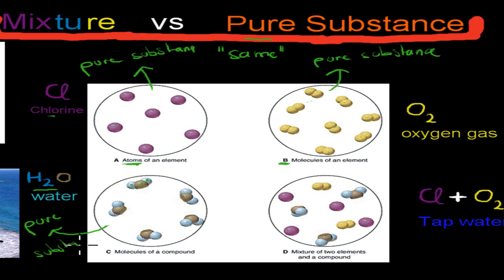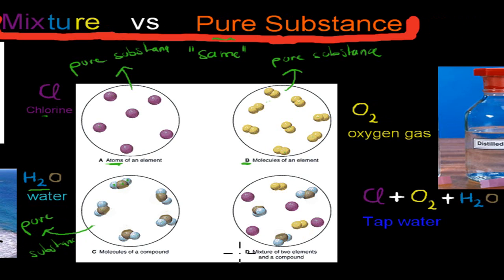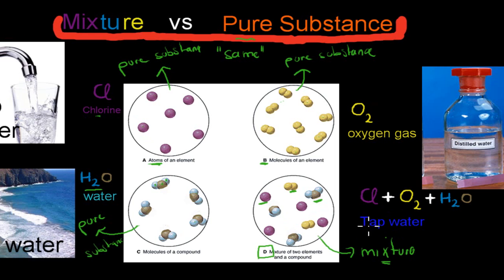Now the next one is going to be where the difference is. So look at D here. If you look at this container, this could be chlorine, right? The purple are chlorine. Remember the yellow were oxygen. And this one here was a water molecule. So we have different types of pure substances in the same container, and that makes it a mixture, right? So D is a mixture because we have different types of substances found in that same container, and that's what a mixture is.